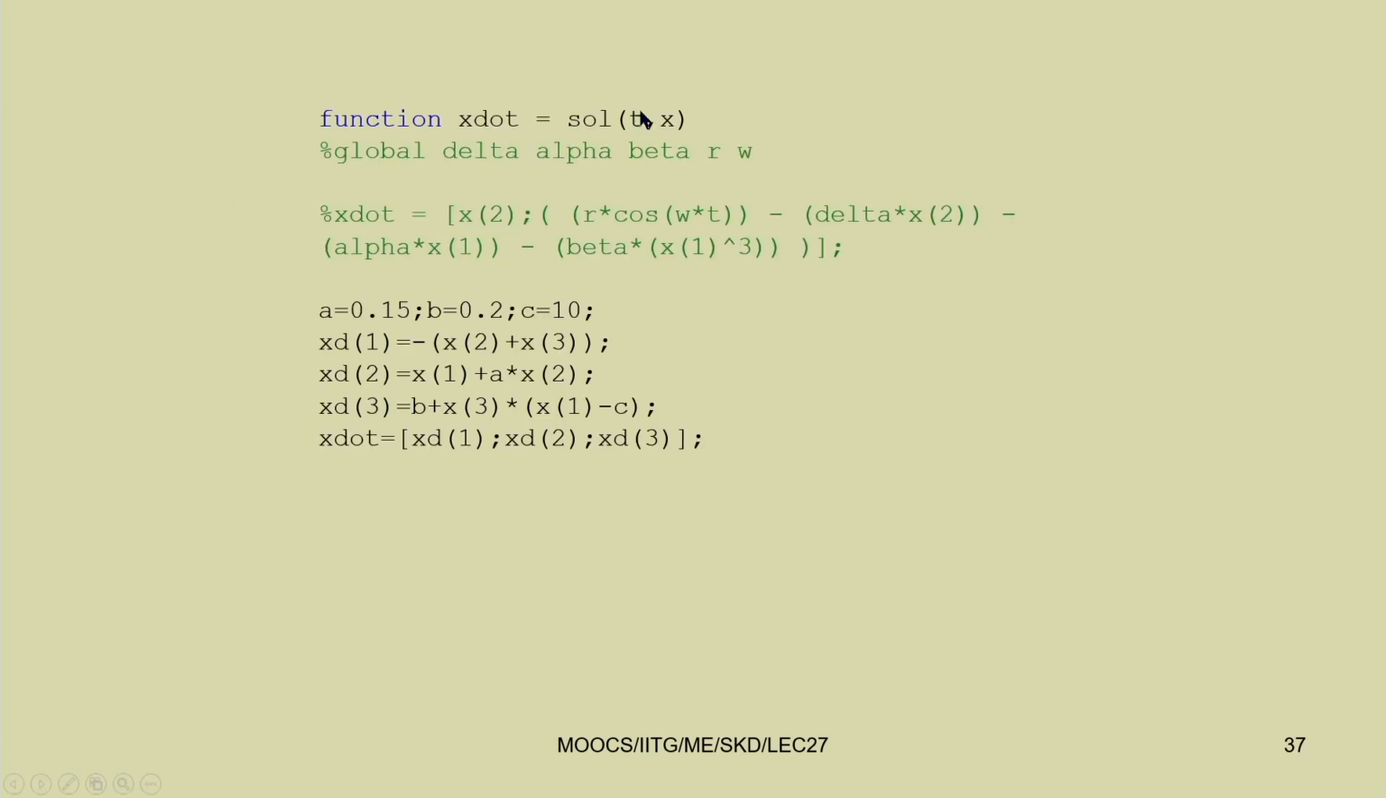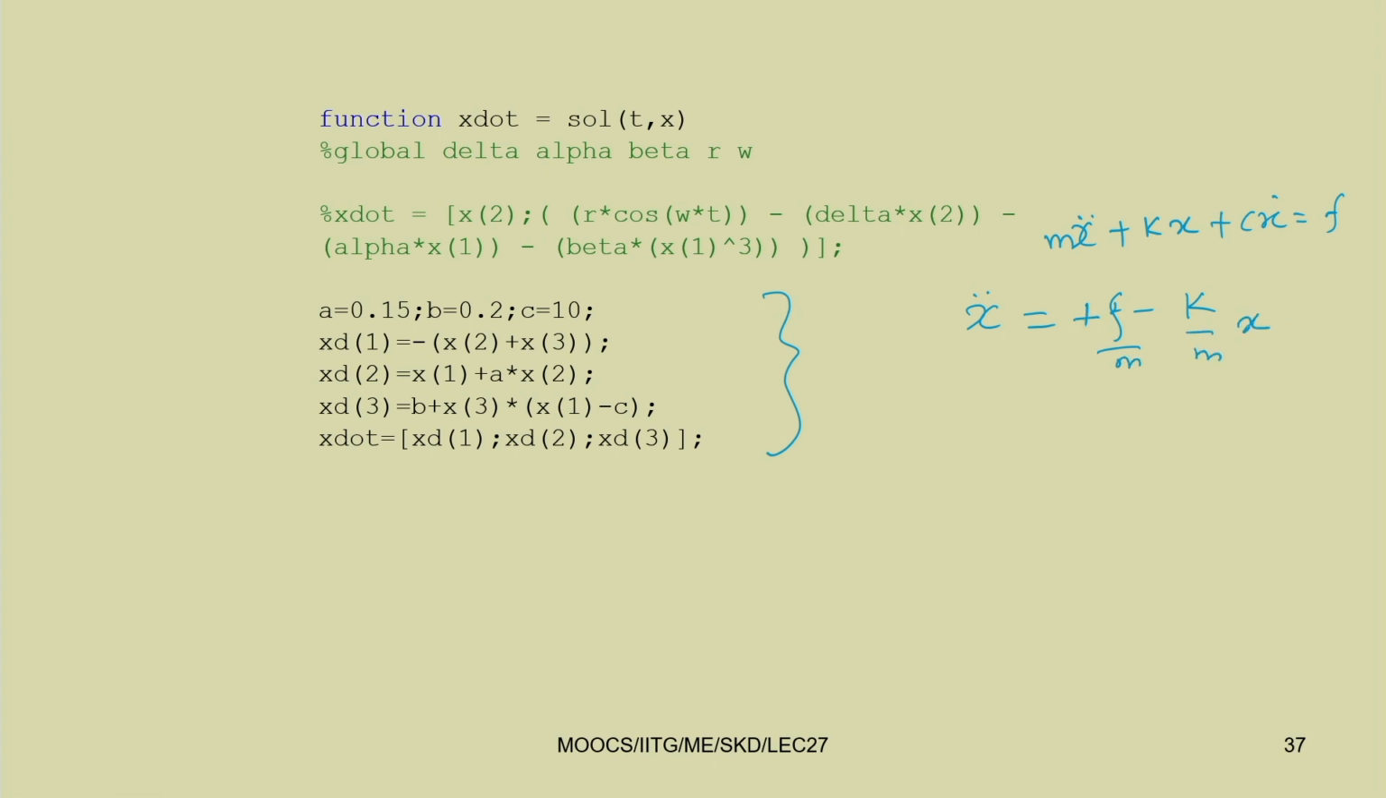This is the function file where we have written the equation. You just see, this is the equation, written in first order form. For example, for a simple equation, let me write it in first order form. For the equation m x double dot plus c x dot plus k x equal to f, you can write x double dot equal to f by m minus k by m x.